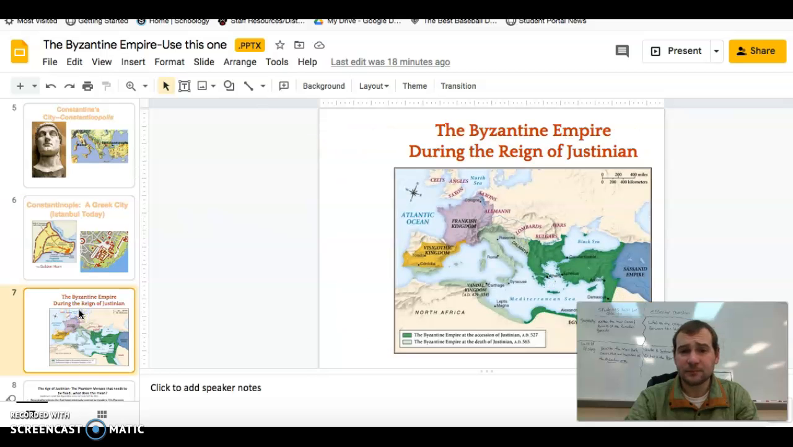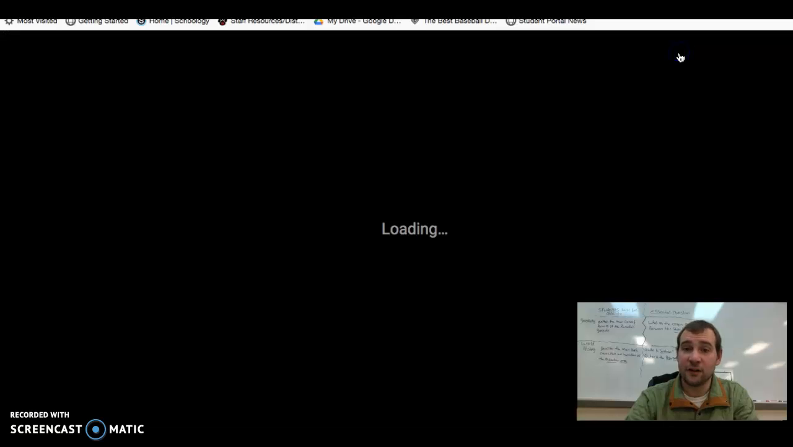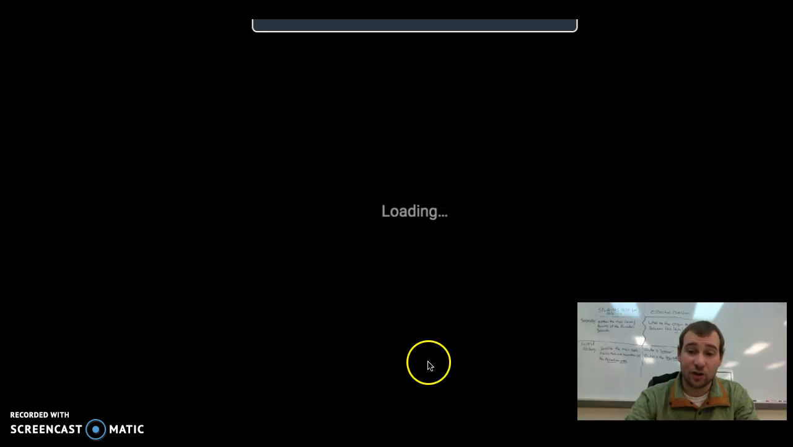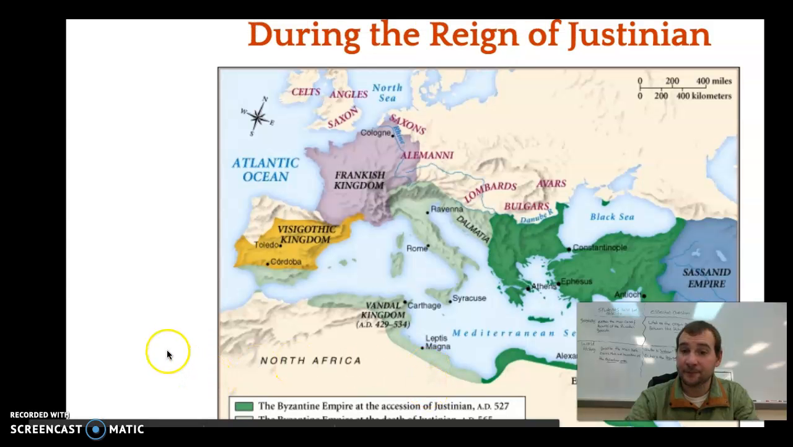All right. Now, as years go on, Constantine fades away, and we get the introduction of our main man, Justinian. Okay, so Justinian is going to be the key figure moving forward here. Now, I'm just going to show you this map a little bit bigger here. All right, so it says the Byzantine Empire during the reign of Justinian.